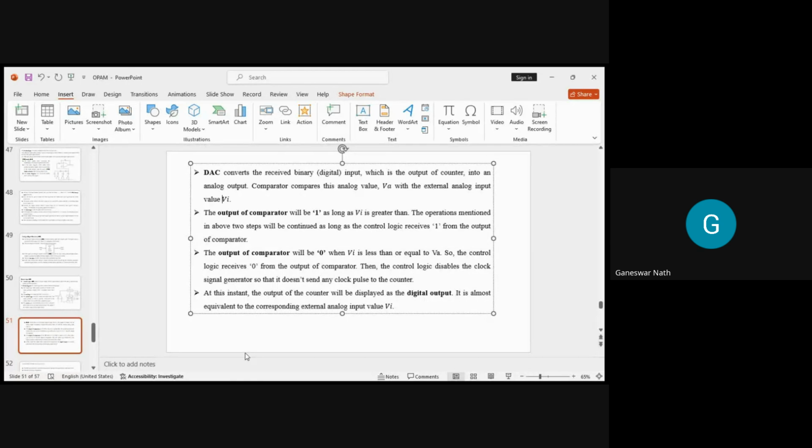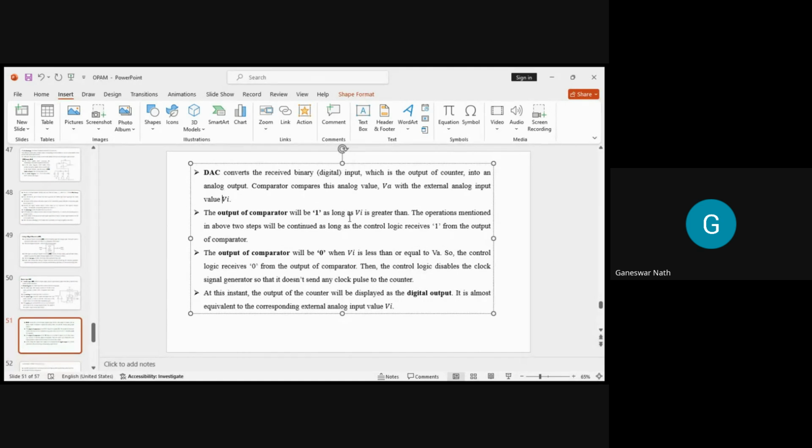Then the output of the comparator will be 1 as long as the input voltage VA is greater than the feedback voltage. So the operation mentioned in the above two steps will continue as long as the control logic receives 1 from the output of the comparator. And the output of the comparator will be 0 when VA is less than or equal to the feedback voltage.